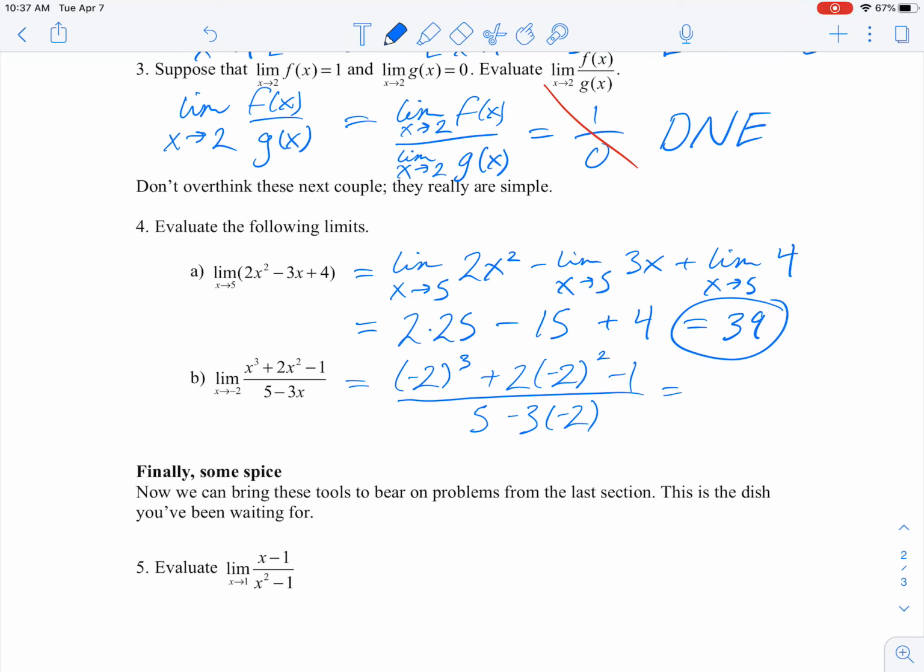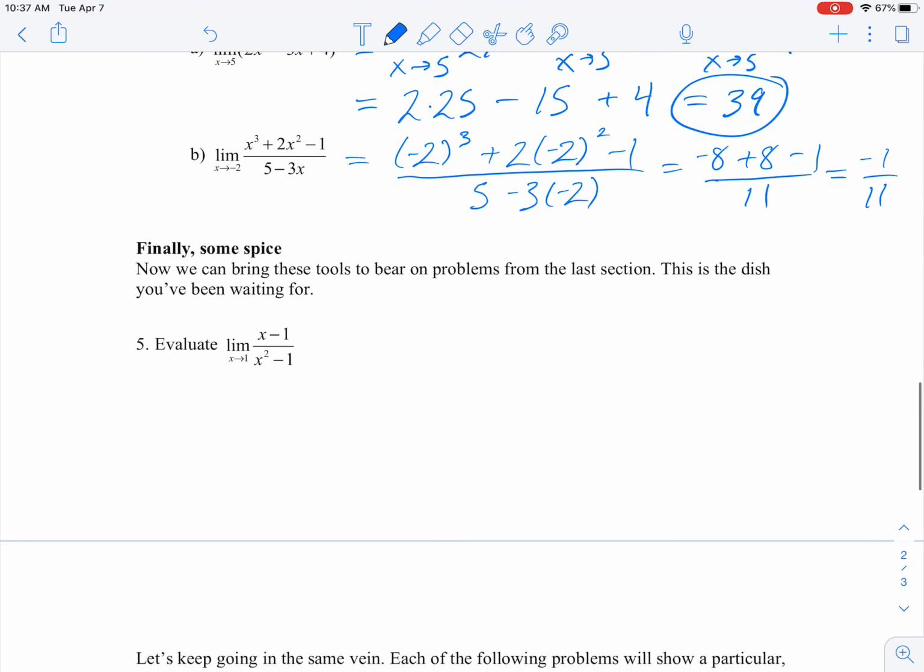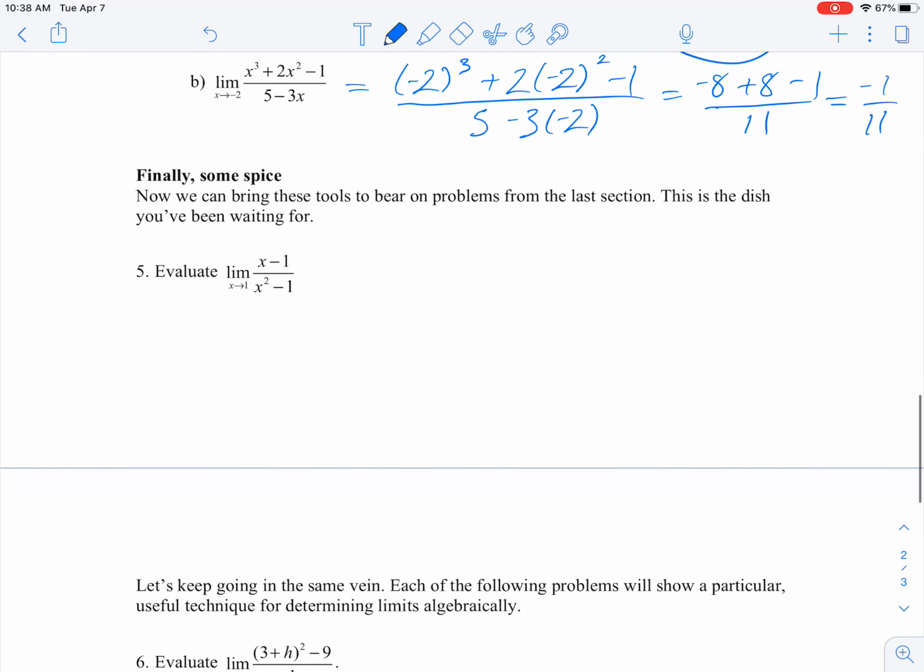Okay, and with that in play, we can go through and evaluate. We'll get -8 plus 4 times 2 plus 8 minus 1 over, let's see, -3 times -2 is 6, so 5 plus 6 is 11. So we're going to have -1 over 11. Totally doable, very straightforward, not very interesting in my book.